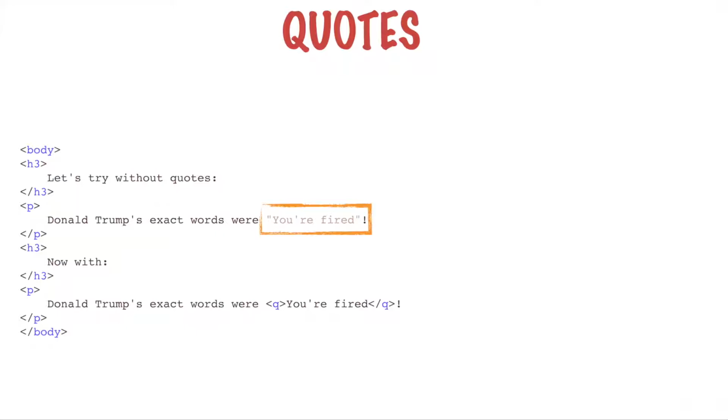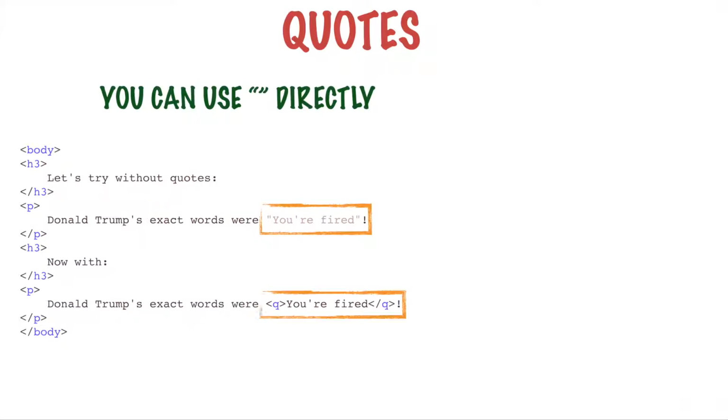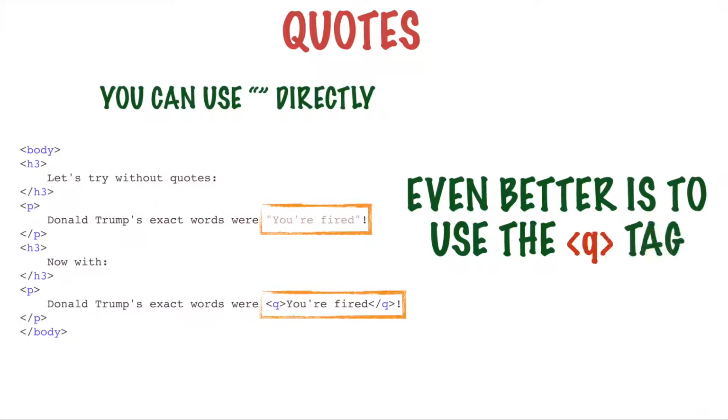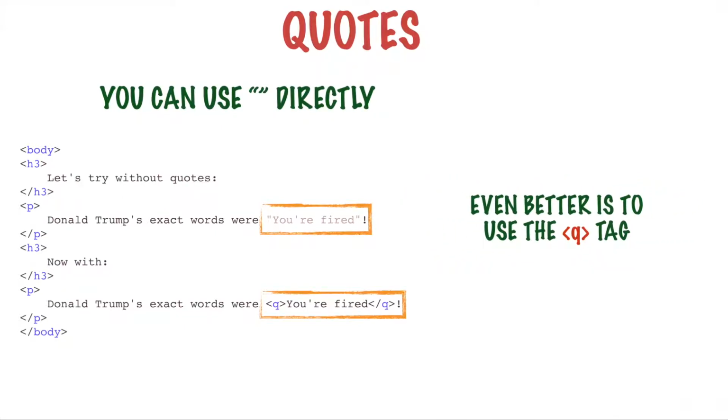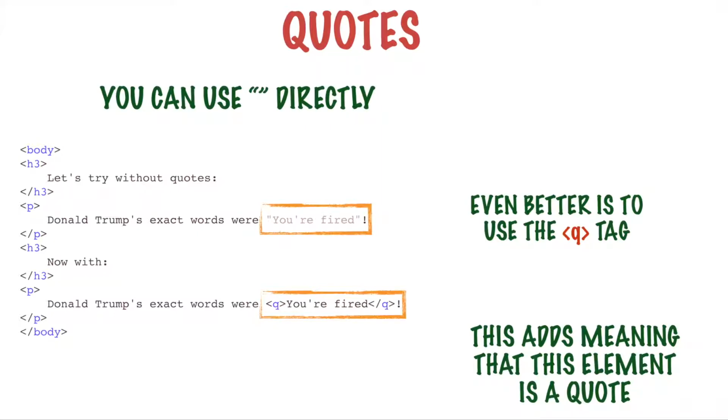Here on screen are a couple of ways of doing so. The first of these just directly uses the double quotes inside the body of the HTML. The second uses a tag called the Q tag. Both of these are called inline quotes. The Q tag is better than using the double quotes directly, and that's because we can apply a style rule such as CSS.